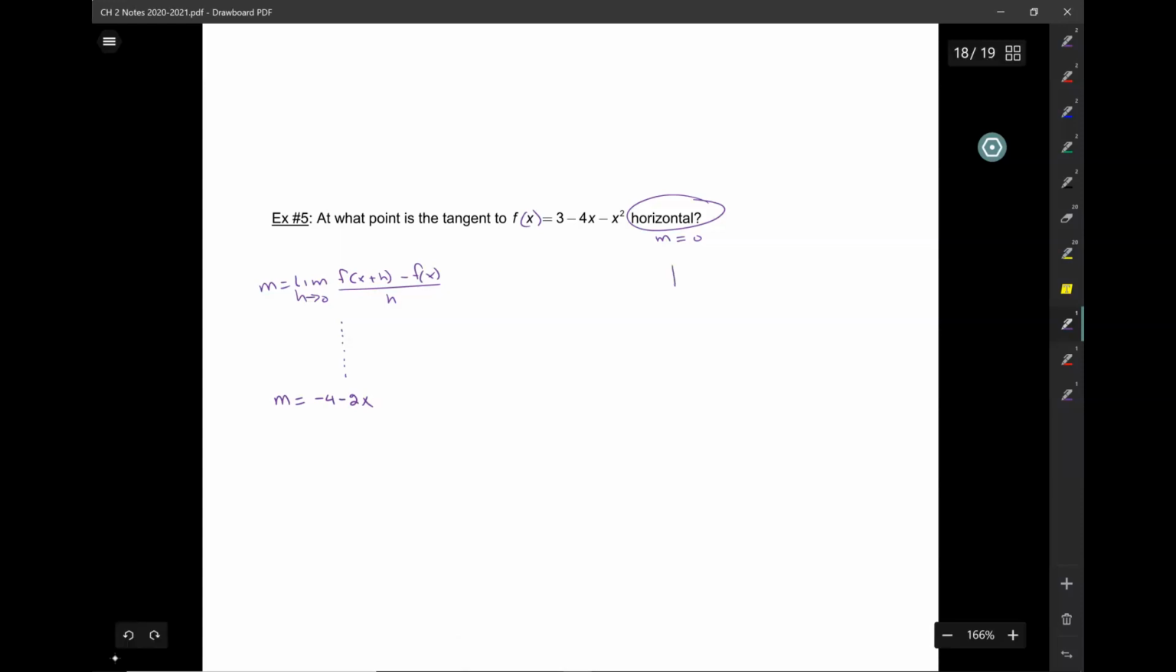So now we want the tangent to be horizontal. So we want m to be 0 and set it equal to 0. So -4 minus 2x will equal 0. x is equal to -2. But we were asked, at what point is the tangent horizontal? Point is x comma y, x and y coordinate. So you plug this into f of x, and we get that the point is -2, 7.